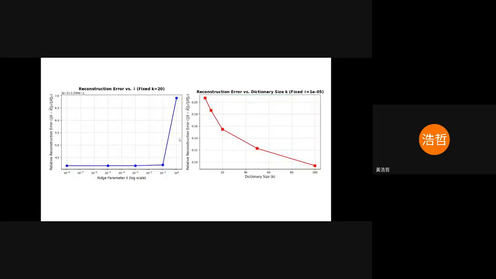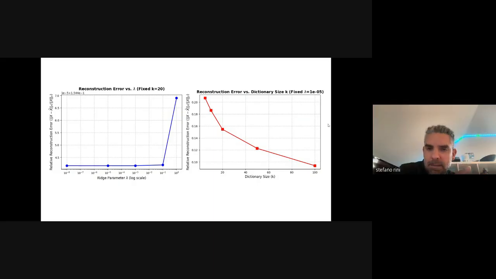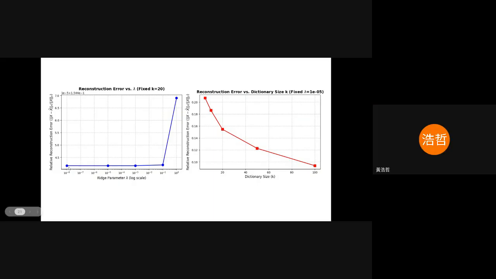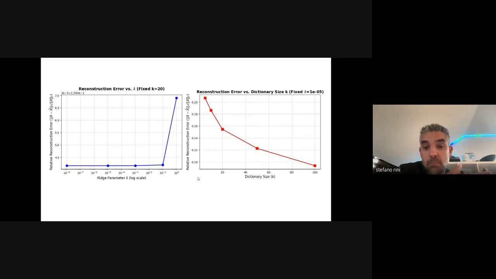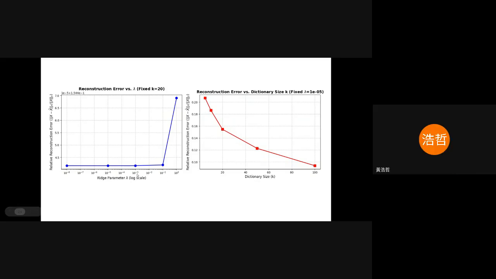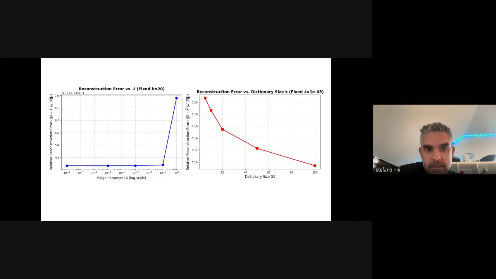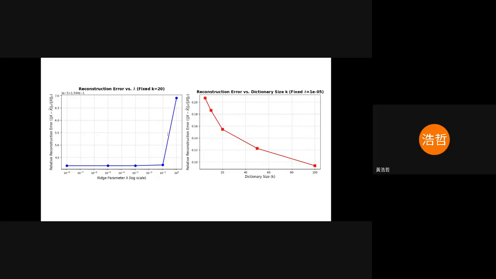Here's the fixed K with lambda. It's pretty much the same as the previous result. But this is with SVD, right? This is with SVD. Yeah. Because you just told me that you don't need more than 20, right? So this is for SVD, correct? Yeah. Are you sure? I think it's ALS.